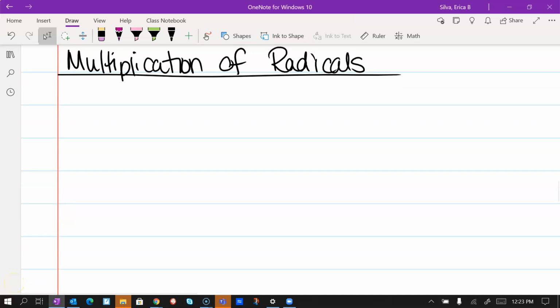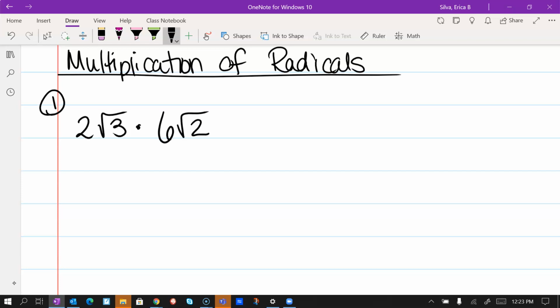So with multiplication of radicals, all you really have to do is multiply. But you need to know what to multiply. So we start with 2 square root of 3 times 6 square root of 2. So each number is its own kind for each of these radicals.